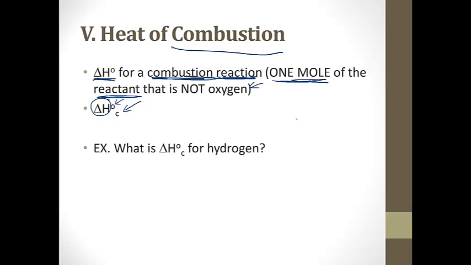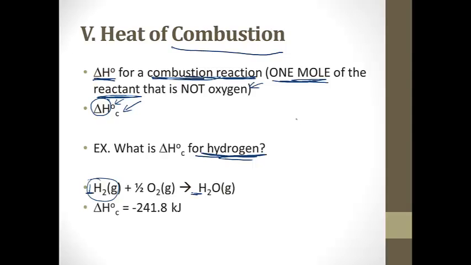Okay, so what's the heat of combustion for hydrogen? Well, you need to write the reaction for hydrogen burning. H2 plus O2 yields H2O. When you balance it, you cannot change that coefficient because we're talking about the heat of combustion for hydrogen. So this has to stay 1. When you balance it, O2, you can change the amount of stuff you want on the right side in this case. That's fine, but you cannot change that one. Now, heat of combustion for hydrogen comes out to be negative 241.8.